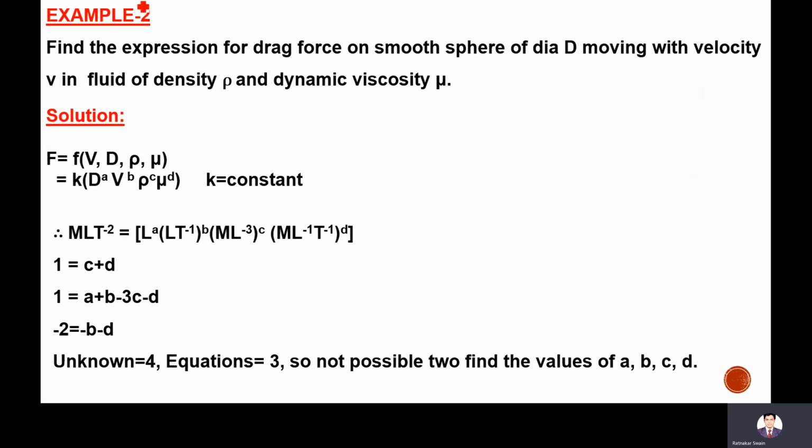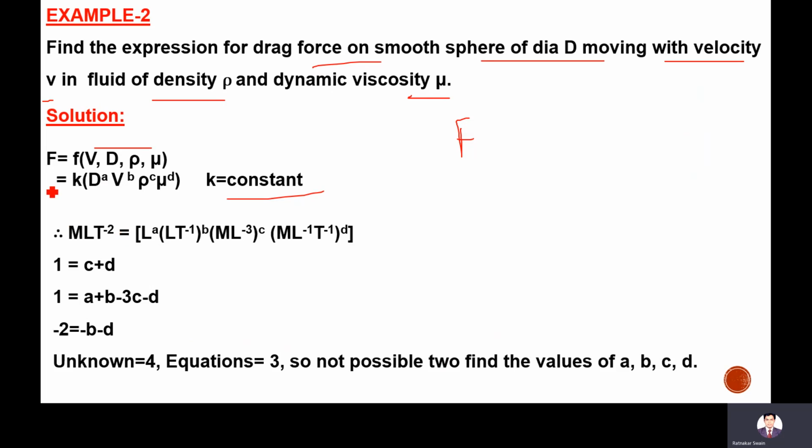Next example: find the expression for the drag force on a smooth sphere of diameter d, moving with velocity v, where the fluid density is rho and the dynamic viscosity is mu. It means the drag force is the dependent variable, which is a function of velocity, diameter, rho, and mu. These are the independent variables. So you can write in exponential form: F equals K into d to the power a, v to the power b, rho to the power c, mu to the power d, where K is a constant.